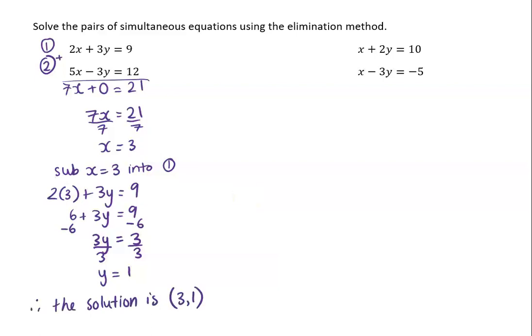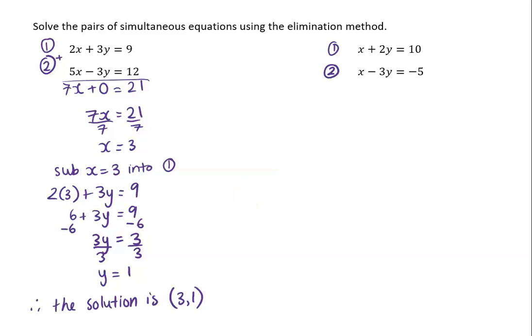Now, our second set of equations is very similar. We start by numbering our equations 1 and 2, and deciding which variable is being eliminated. And that's the variable that has the same coefficient for both terms, or the same number in the coefficient. We have 1x and 1x in both equations. The y variables have a 2 and a minus 3, which is not the same number. So it's the x variables that are being eliminated in this case.